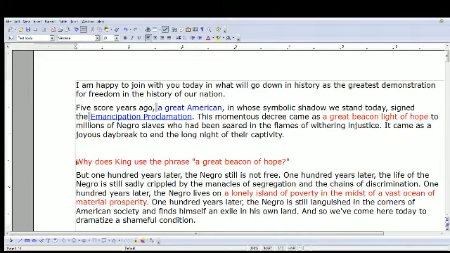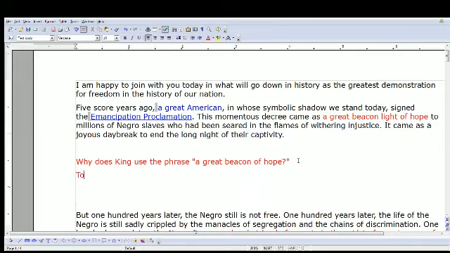Okay, so in this paragraph, I have a question here. It says, why does King use the phrase, a great beacon of hope? Here, right? So if you're asked this kind of question, you have to look at what this refers to, right? So this idea, a great beacon light of hope, this is a very positive thing. It refers back to this momentous decree, and this decree refers back to the Emancipation Proclamation. This was a law that President Lincoln got passed, that freed all slaves in the United States back in the 1860s.